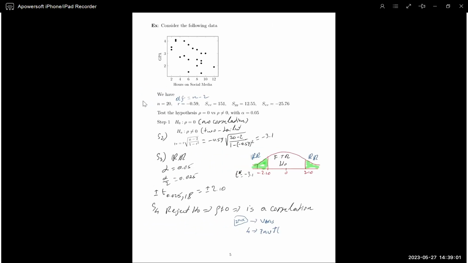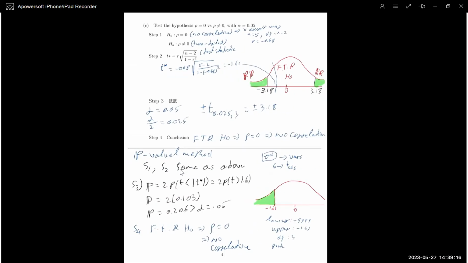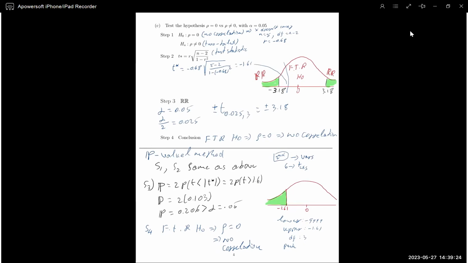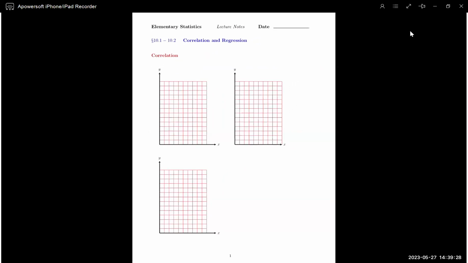I believe that's it. So this one is chapter, the section 10.1 and 10.2.